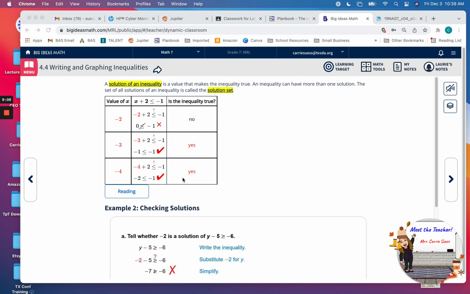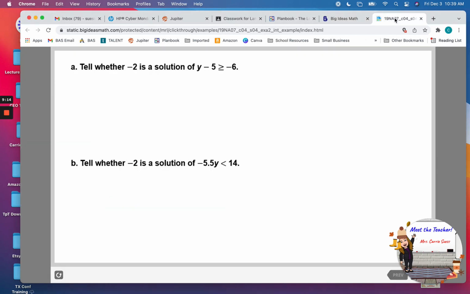Okay, so this is what you're going to be doing. You're going to be plugging in a number to decide whether it's true or false. So let's do example 2. Yes, 2. So here we go. Write this in your journals. Example 2. Tell whether negative 2 is a solution of y minus 5 greater than or equal to negative 6.